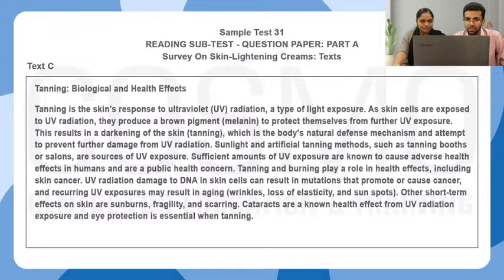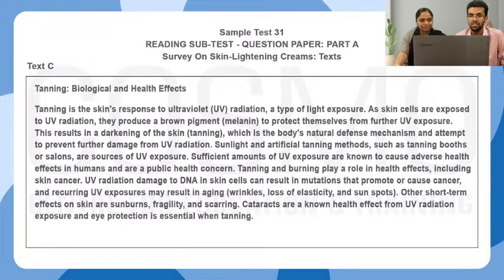Second sentence: as skin cells are exposed to UV radiation, they produce a brown pigment, melanin, to protect themselves from further UV exposure. Yes, you got it all right. Yes, the answer is from text C, and the student got the answer on the first try. That is melanin.